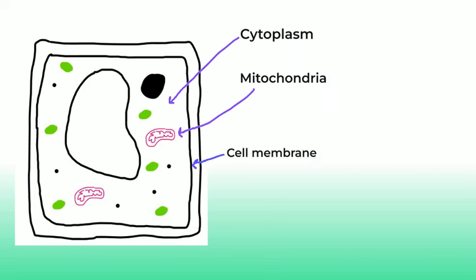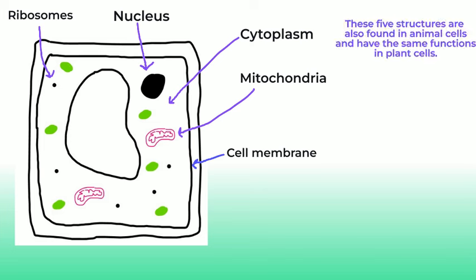Here is a picture of a cell. You can see the cytoplasm, mitochondria, cell membrane, nucleus, and ribosomes. These 5 structures are all found in animal cells and have the same functions we talked about earlier. Let's look at the 3 structures found in plant cells and not animal cells.